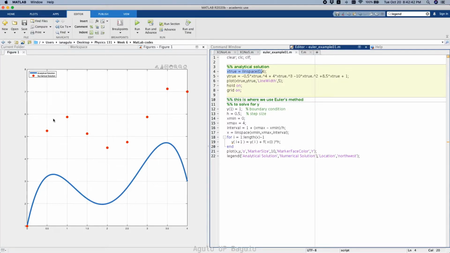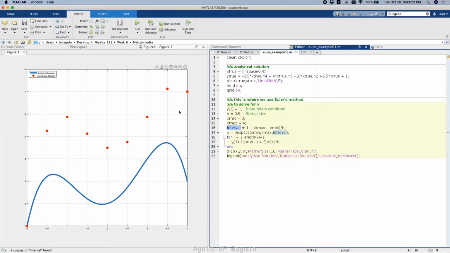Now let's solve for the solution to the differential equation using Euler's method. Euler's method involves the determination of y sub i plus 1 from y sub i plus the function f of x sub i times h. Here I set h to be equal to 0.5. The initial or boundary condition of y is equal to 1. The minimum value of x is 0 and the maximum value is 4.